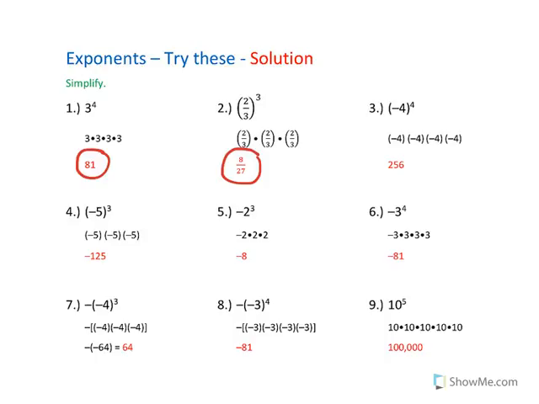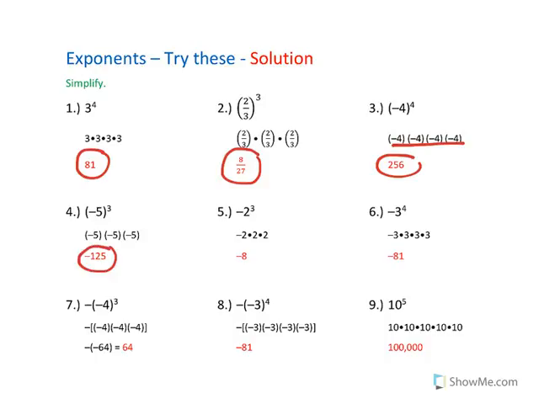Negative 4 to the 4th, 4 is even, so I'm going to have 4 factors of negative 4. And that's going to be a positive 256. Here I have 3 factors of negative 5. 3 is odd, so my answer is going to be a negative, and that's going to be negative 125.